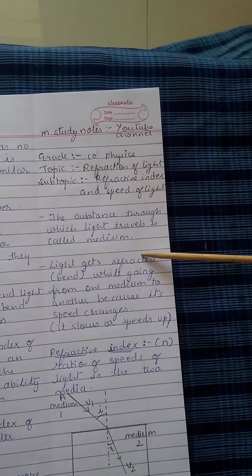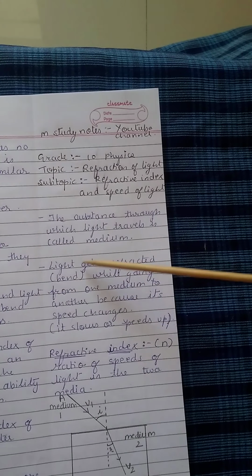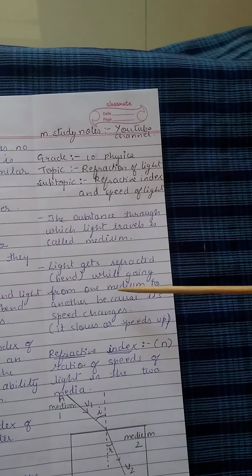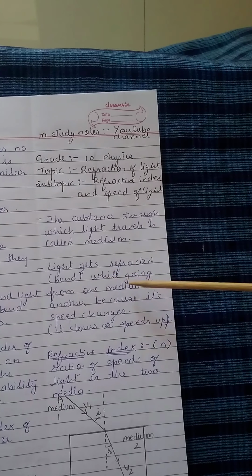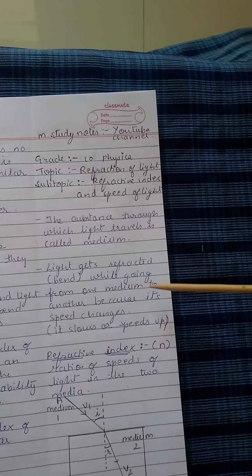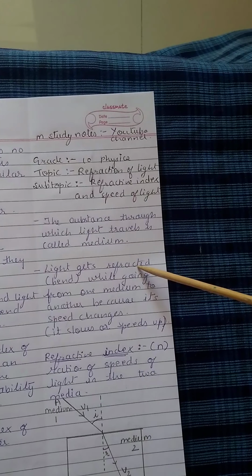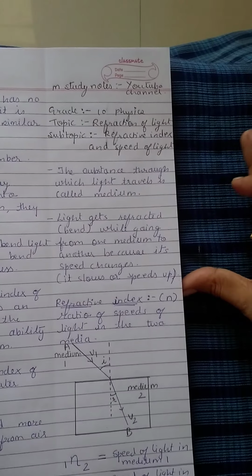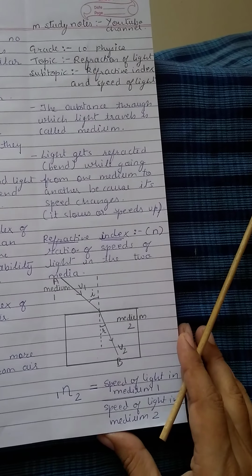So light gets refracted while going from one medium to another, and because of that, its path will bend. Light is refracted or bends while going from one medium to another because its speed changes, and that is the reason for the refraction of light. There can be two changes, either it slows or it speeds up. So what is refractive index?